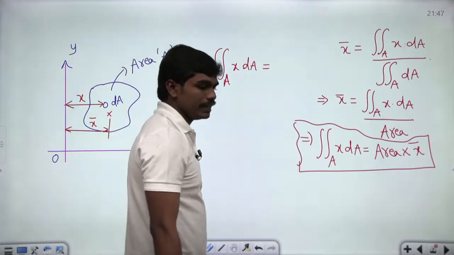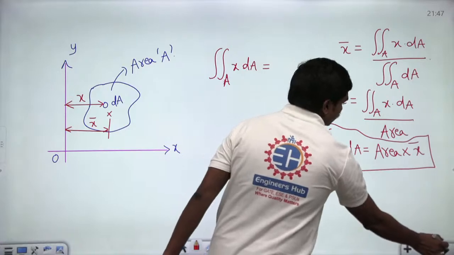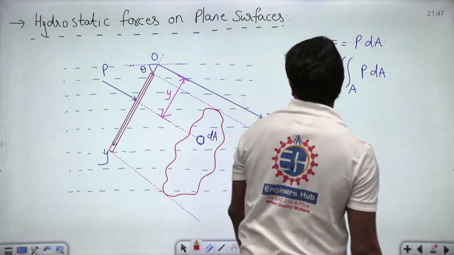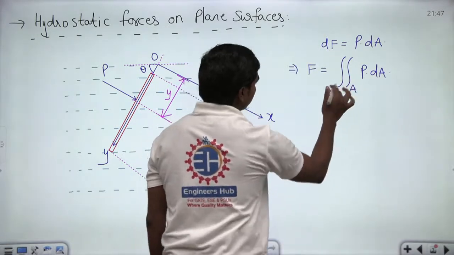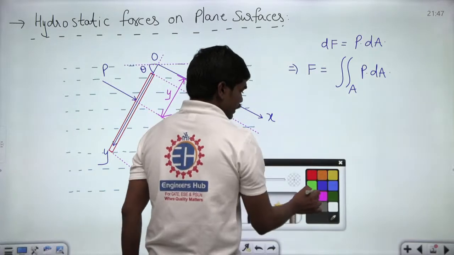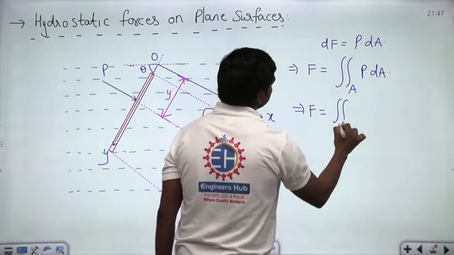Clear? Fine. So see here. So this is what we have. Integral of x dA is equal to area into x bar, correct? This is what you know. So if you go here, look, dF is equal to P times dA, correct? Now, see carefully. This implies F is equal to the double integral over A of P dA.